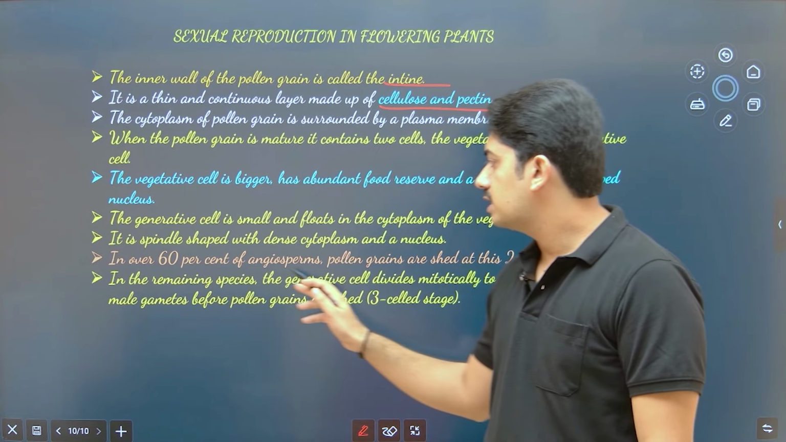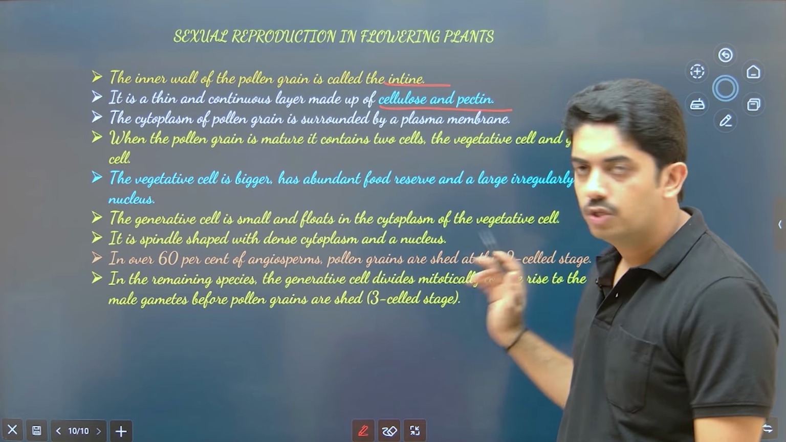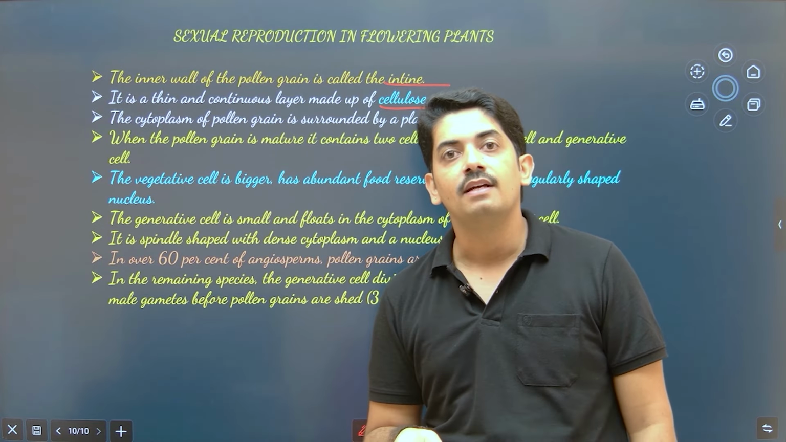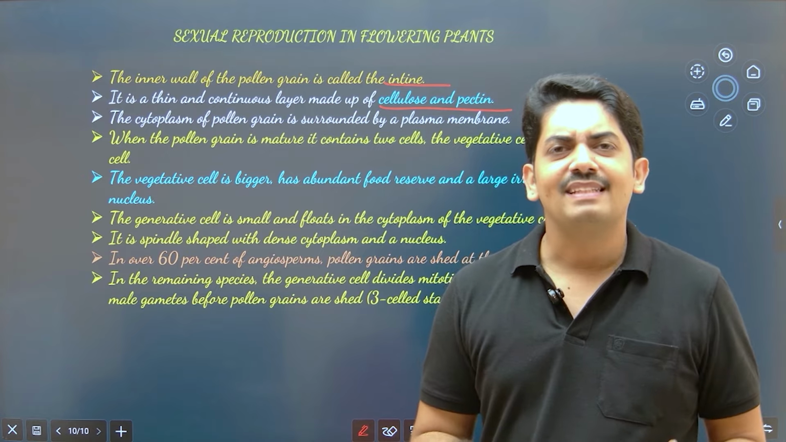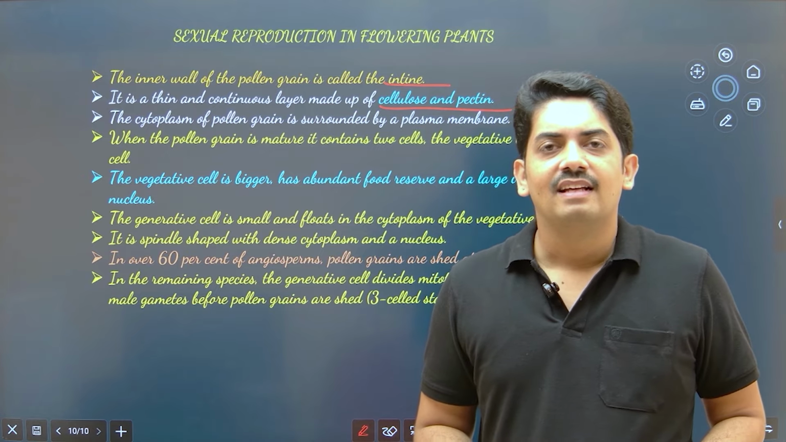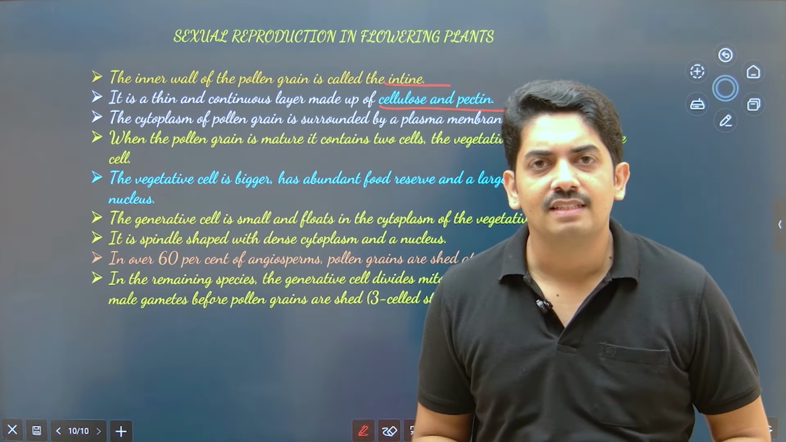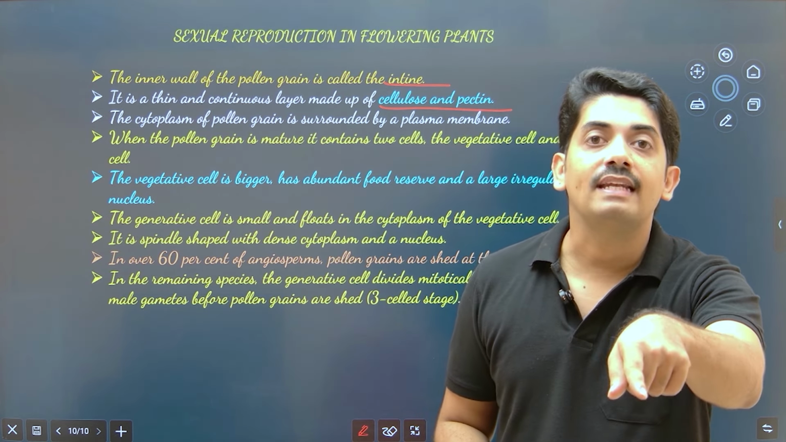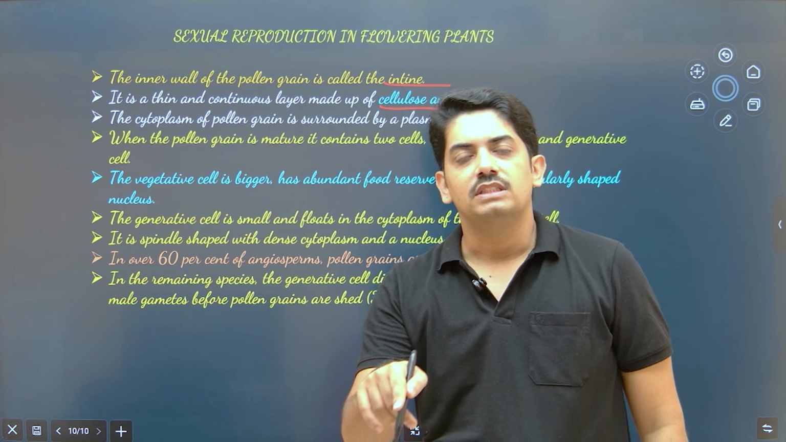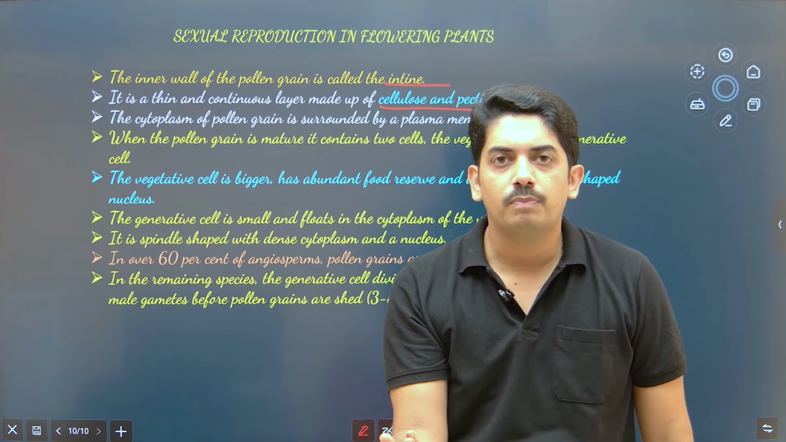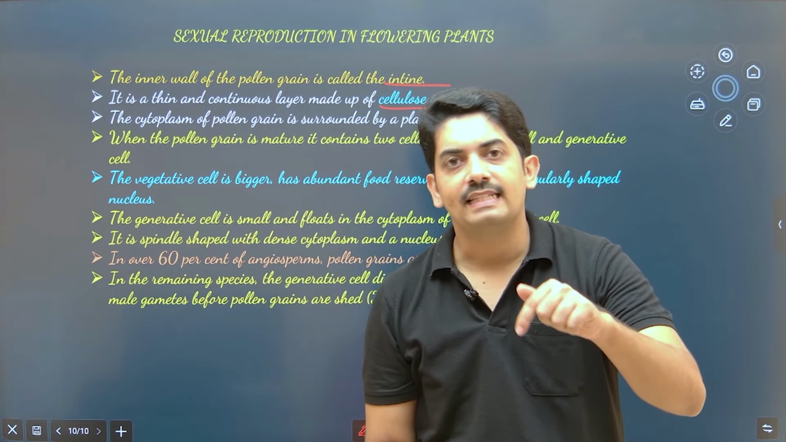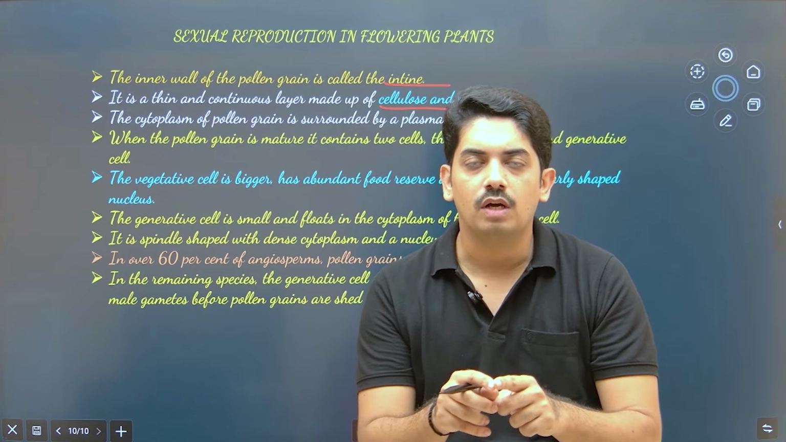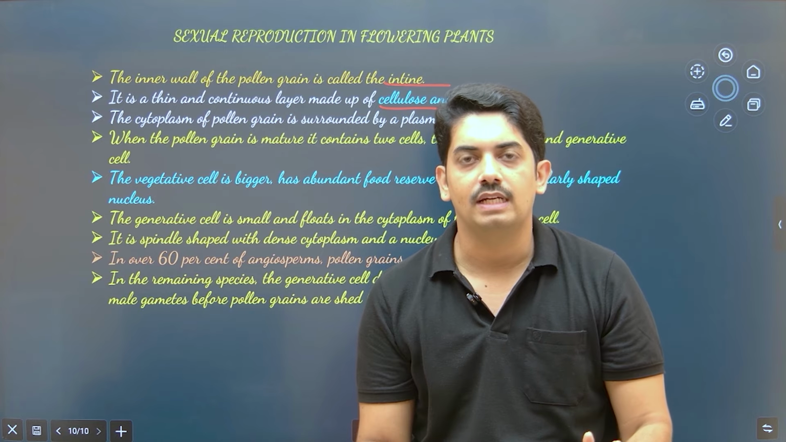In over 60% of angiosperms, pollen grains are shed at the 2-cell stage. That means the remaining 40% of plants shed their pollen grains at the 3-cell stage. Why is this mechanism there? Then what happens in the 60% of plants? Do they produce 2 male gametes? Of course, yes. When the generative cell floats in the pollen tube, when it travels half of the distance, this generative cell again undergoes mitosis and produces 2 generative cells.